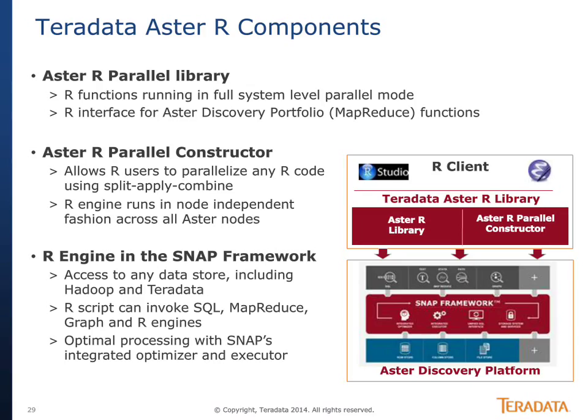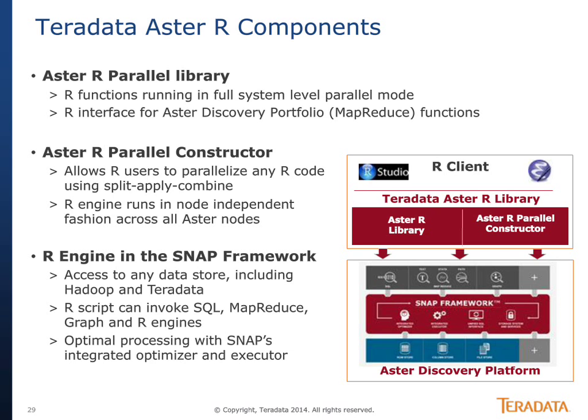We also have what we call the parallel constructor. This gets to be very interesting. It allows you to submit any arbitrary R code of your choice to run in a node-independent fashion in parallel on the Astro platform. I'm going to talk a little bit more about exactly what node-independent parallelism versus system parallelism is, but this is where you can basically parallelize any code that you would like. It all fits within our SNAP framework, which is that framework that allows us to not only bolt on different data sources, but different analysis methodologies and types.